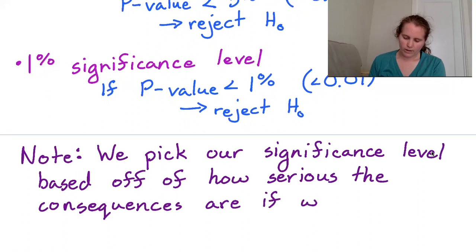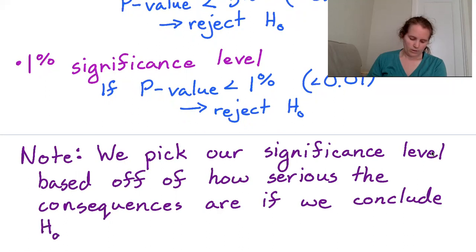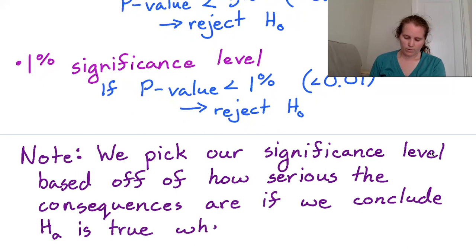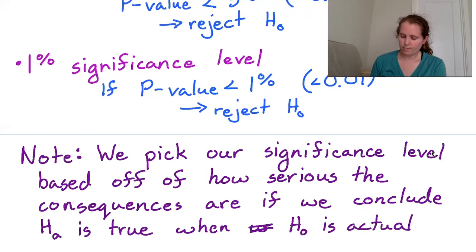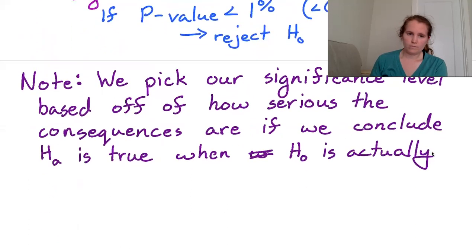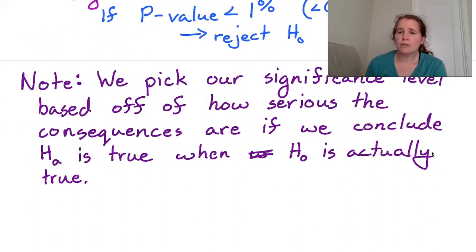If we conclude HA is true when H naught, or the null hypothesis, is actually true. So we will talk about this more in the next video when we talk about types of error.